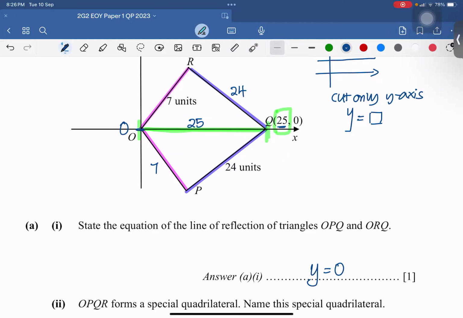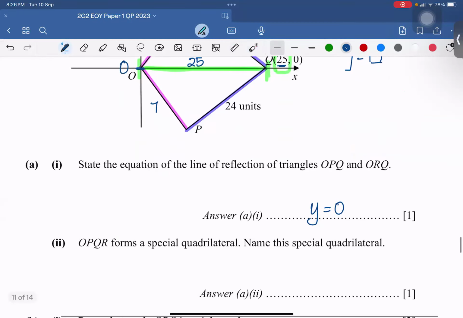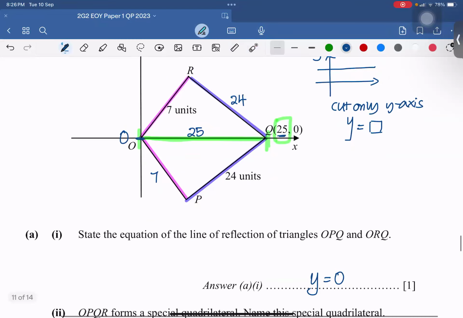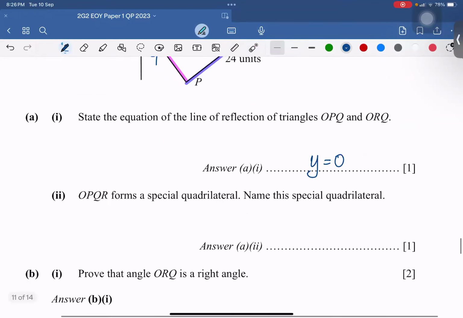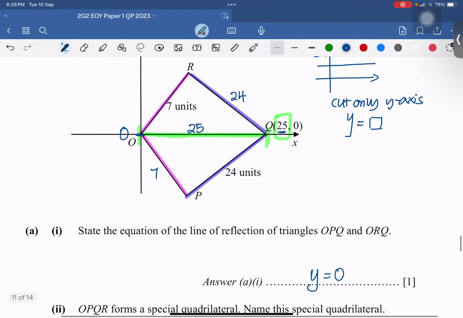Then they ask you to check OPQR forms a special quadrilateral. Do you know what's the name of this quadrilateral? I should add a diagram here. Do you know what's the name of this special quadrilateral? Can you see now? What is the name for this?